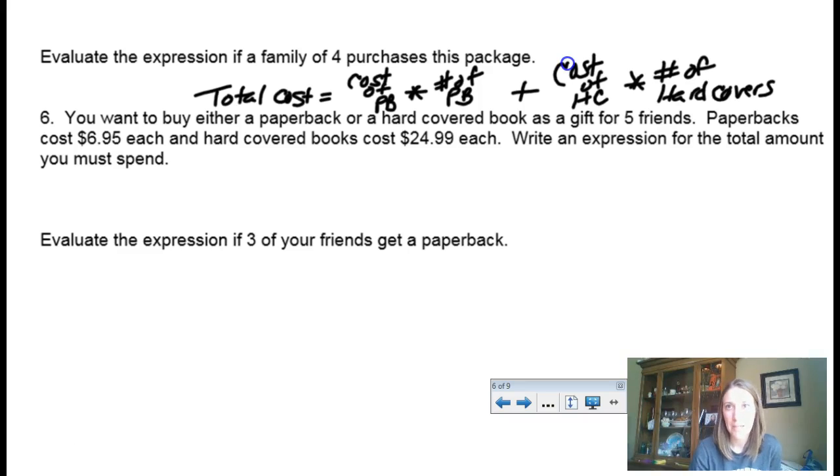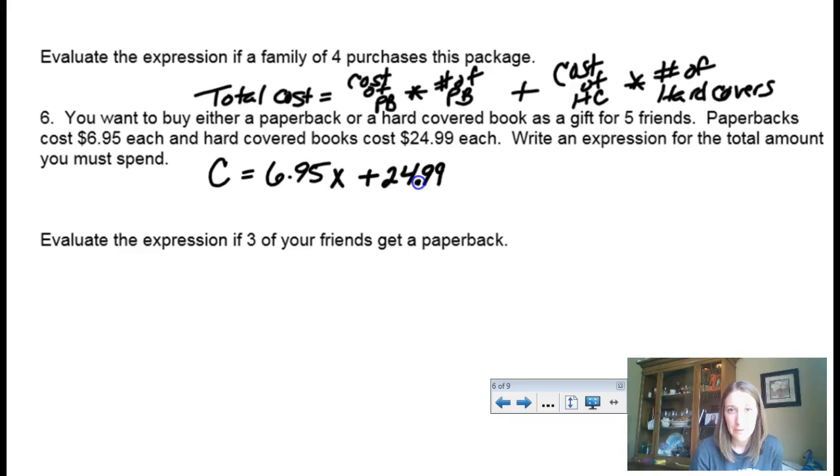But this is a little more complicated than that because I'm only going to let you use one variable within this body of the equation. So the total cost, let's say, is C. Cost of a paperback was $6.95. And then let's use, it doesn't tell me what variables, so let's use X to represent how many friends get a paperback book. Plus, hardcover book is $24.99.